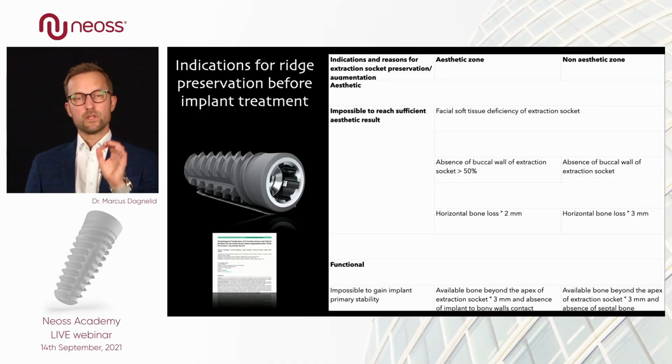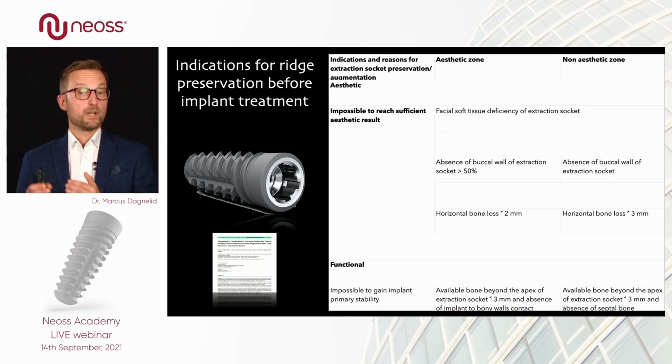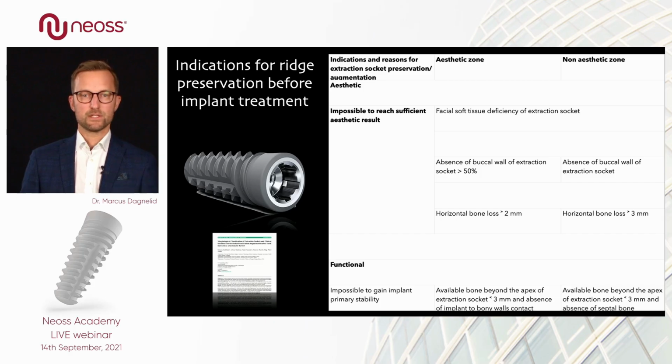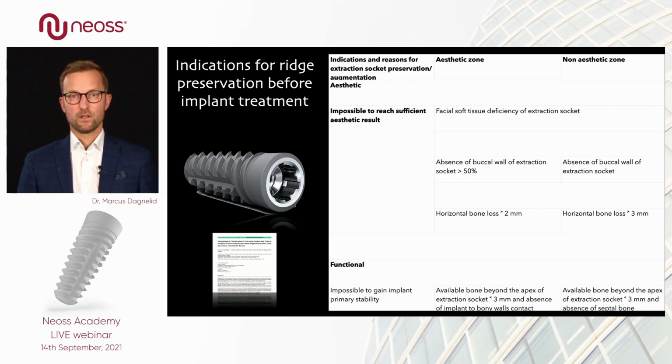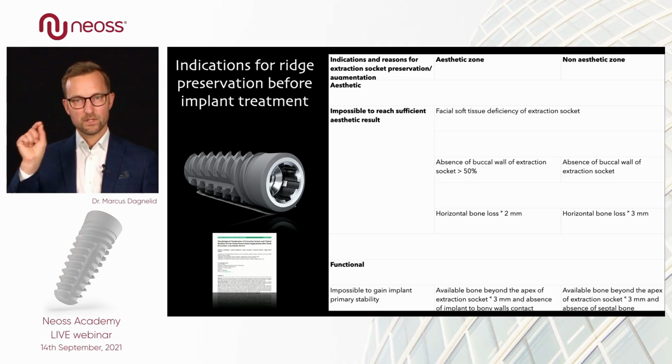What they're doing here with the decision tree is that they're mentioning different parameters for ridge preservation before implant treatment. So this is sort of a suggestion for a decision tree based on different factors. Aesthetic factors, functional factors, and risk factors. I'm not going to mention all of them, but what you see outlined here are different types of cases where you should consider as a clinician, if you face these clinical situations, it's a good idea to perform ridge preservation.